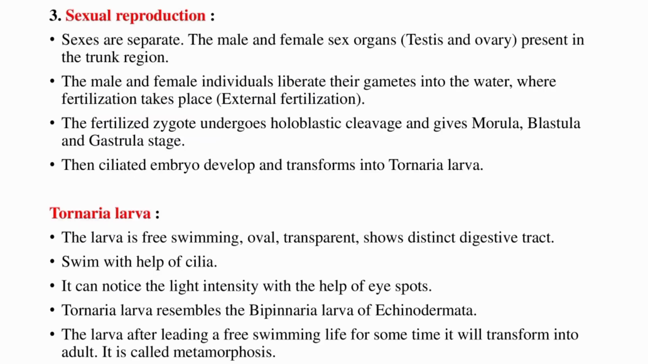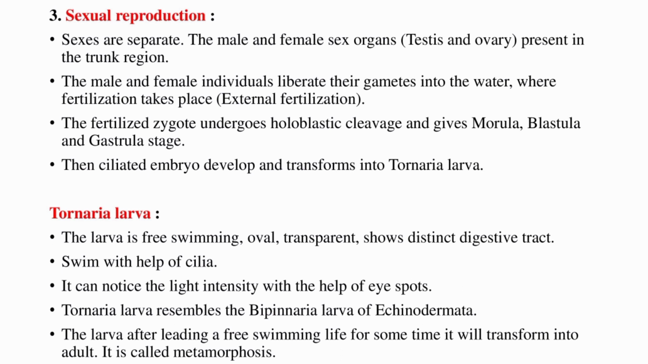Sexual reproduction. Sexes are separate. The male and female sex organs are present in the trunk region. The male and female individuals liberate their gametes into the water where fertilization takes place. The fertilized zygote undergoes holoblastic cleavage and gives morula, blastula and gastrula stages. Then a ciliated embryo develops and transforms into Tornaria larva.